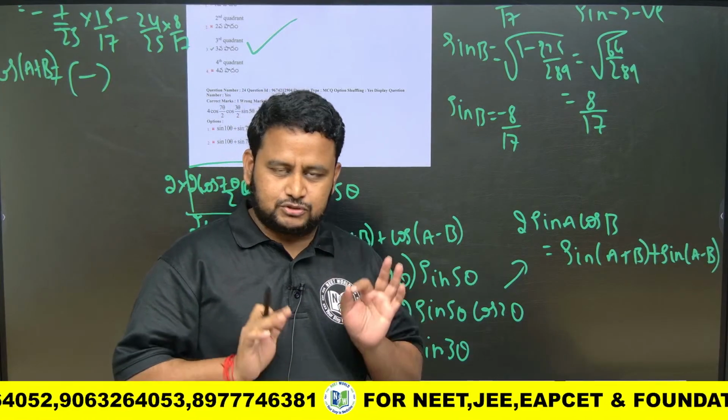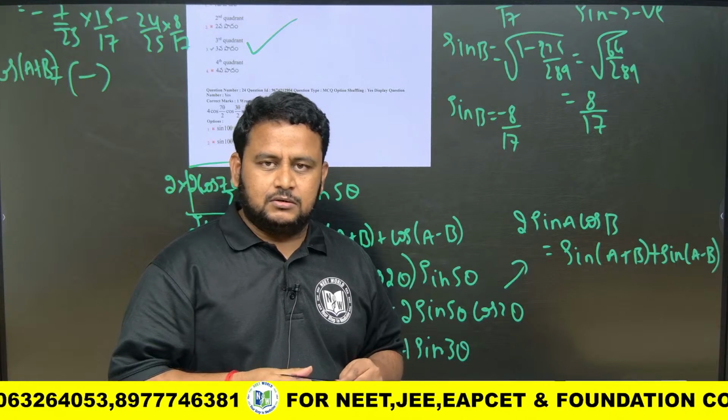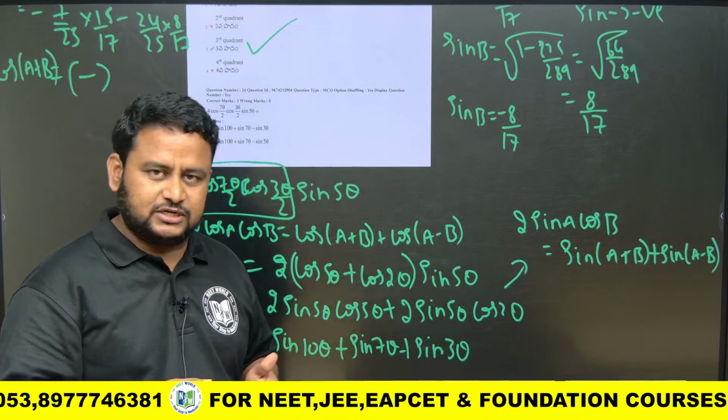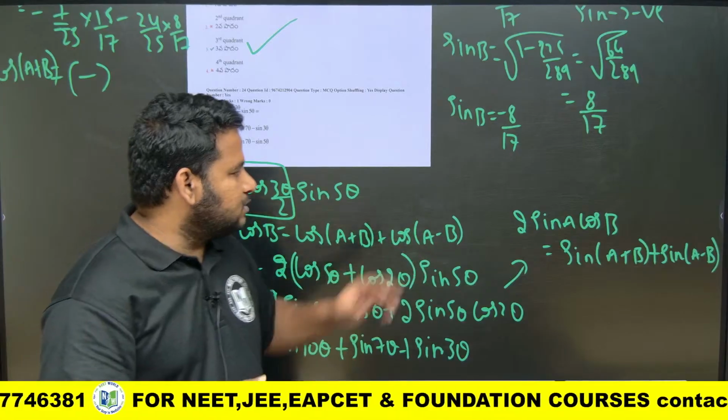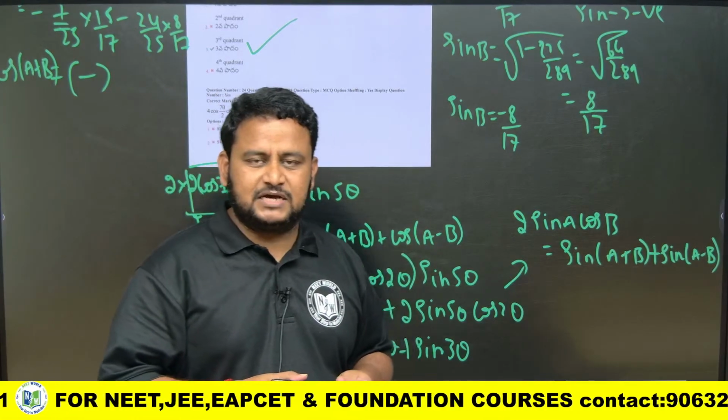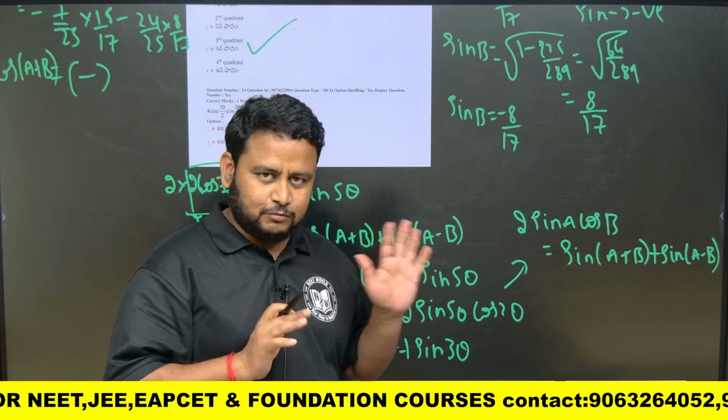Clear? First we used 2 cos A cos B. Then we used 2 sin A cos A, that is sin 2 theta, the double angle formula. Then we used 2 sin A cos B, that is sin of A plus B plus sin of A minus B. I hope the concepts are clear.